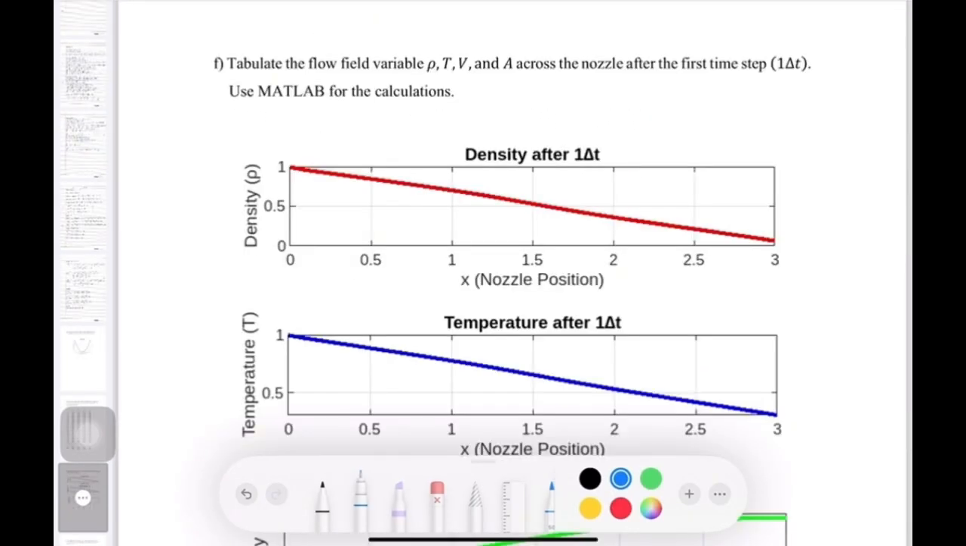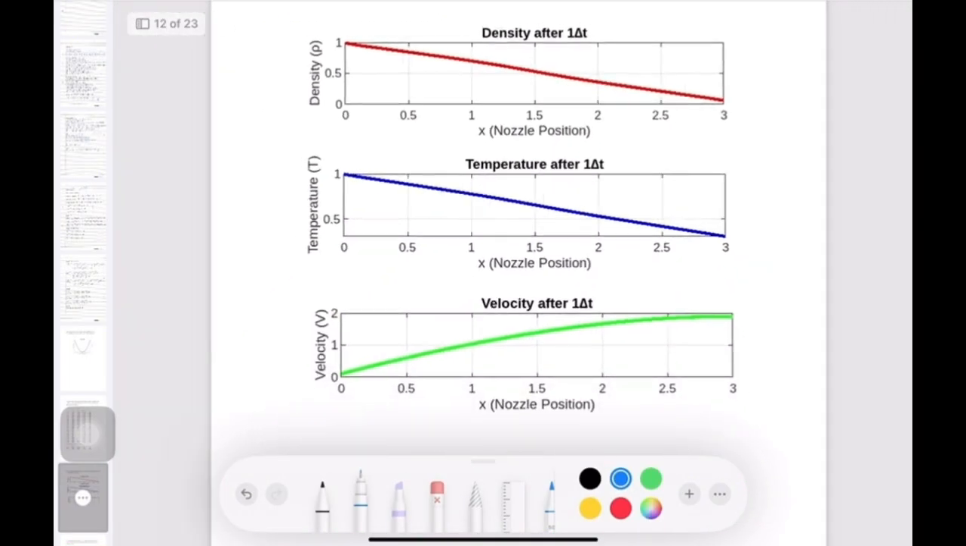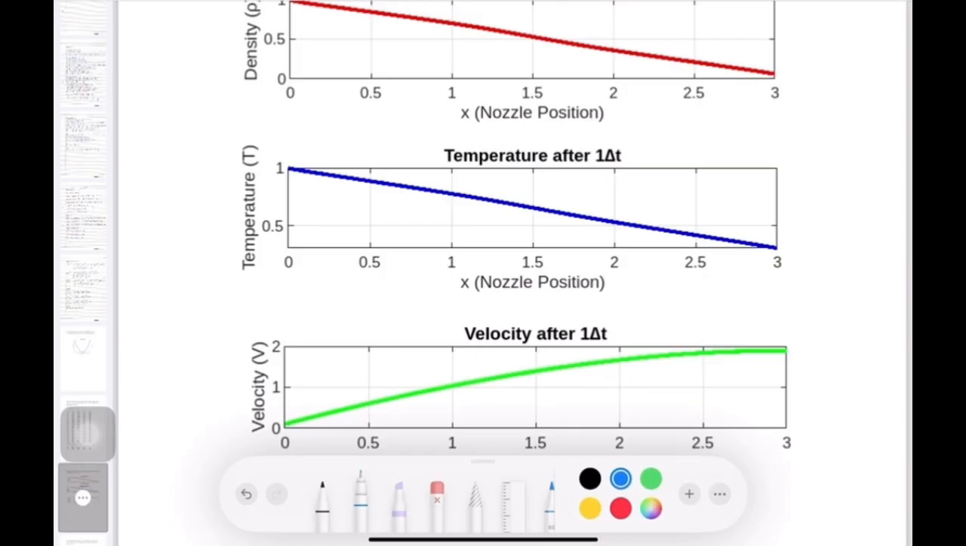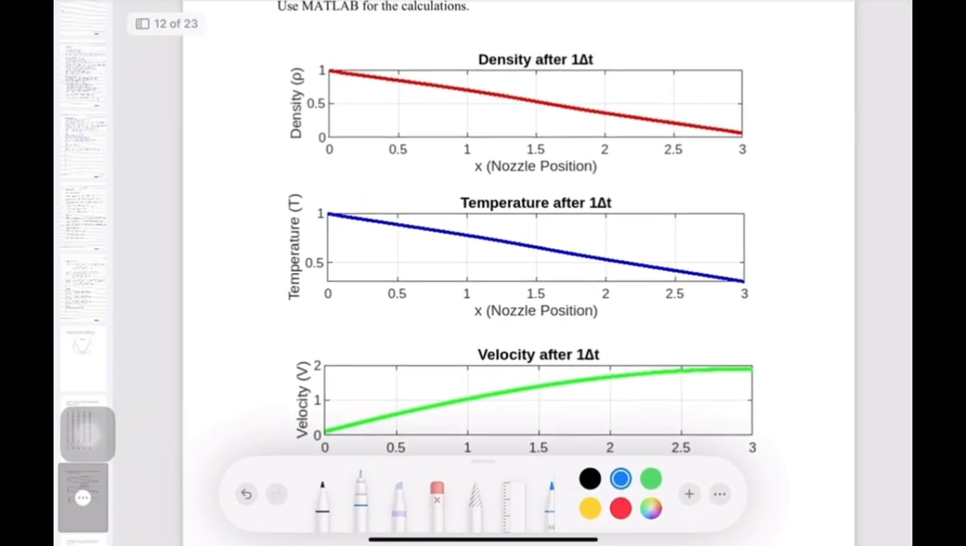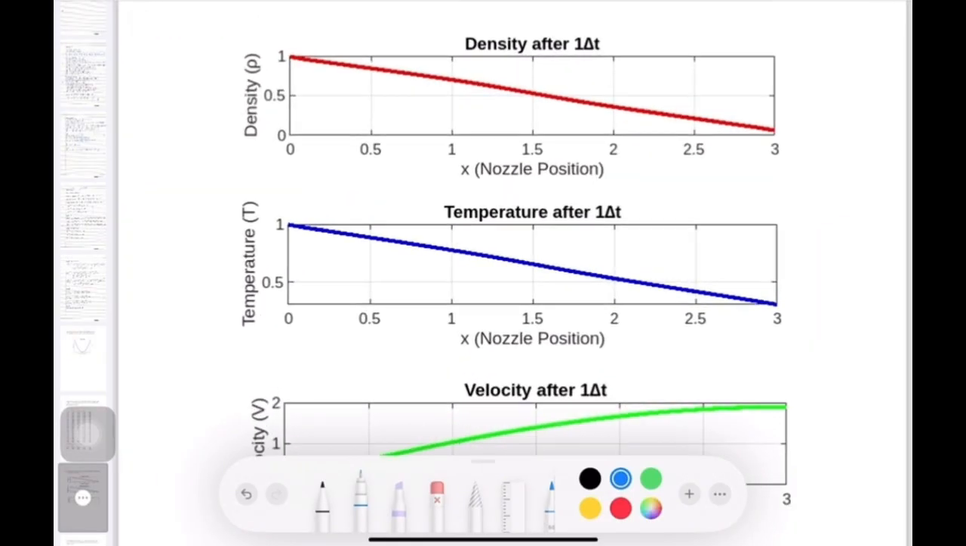Question F is to tabulate the flow field variables rho, T, V, and A across the nozzle after the first time step. Use MATLAB for the calculations. And then from the table that we got for the flow field variables after the first time step, this is the graph from that table. The first graph is density, the second graph is temperature, and the third graph is velocity.